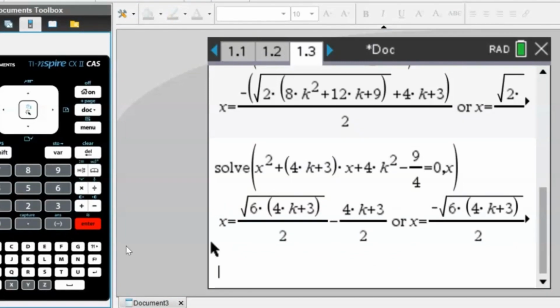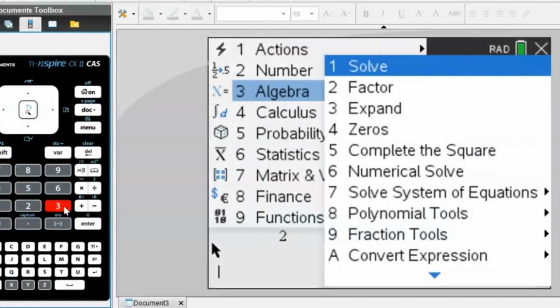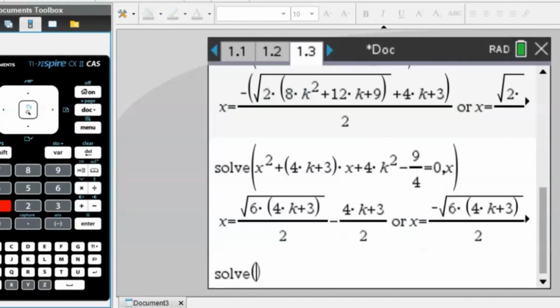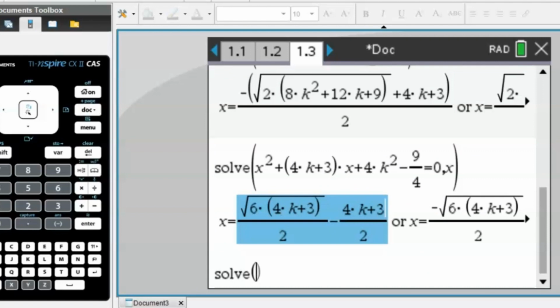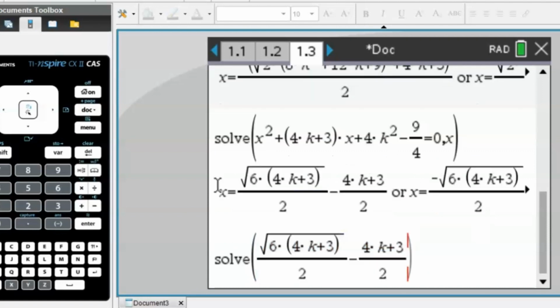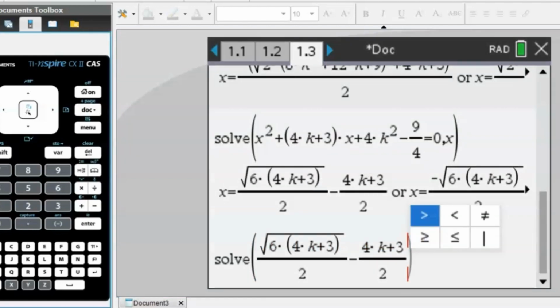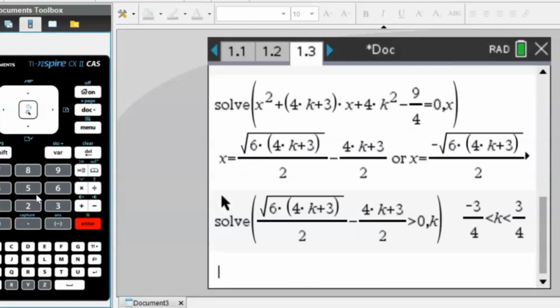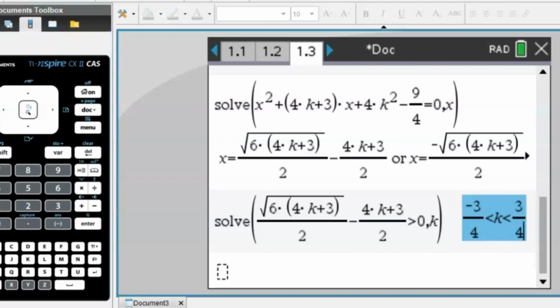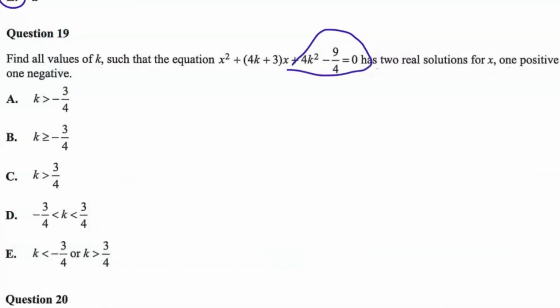So now that's what I got. And then you 3, 1. So I'm just going to solve for k here. When this whole expression is greater than 0, we're solving for k. So that's what I get. Negative 3 over 4. So which is D? Option D is actually what we got.